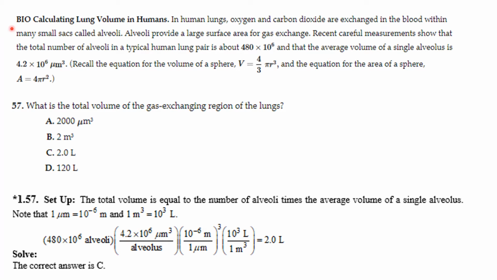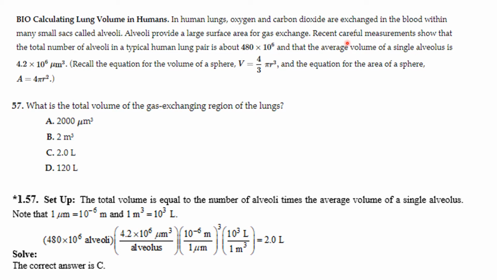So here is the first MCAT suite of exercises. It's a biology-based problem calculating lung volume in humans. In human lungs, oxygen and carbon dioxide are exchanged in the blood within many sacs called alveoli. Alveoli provide a large surface area for gas exchange.